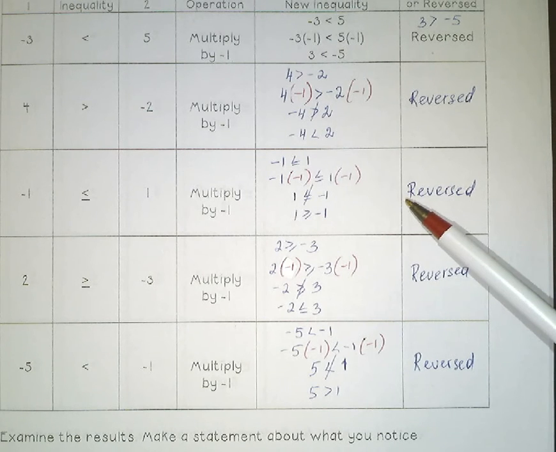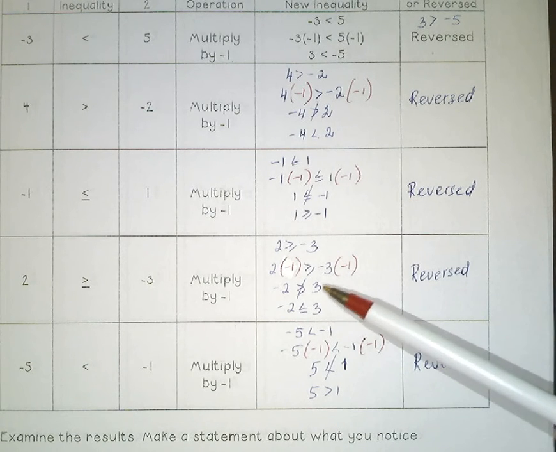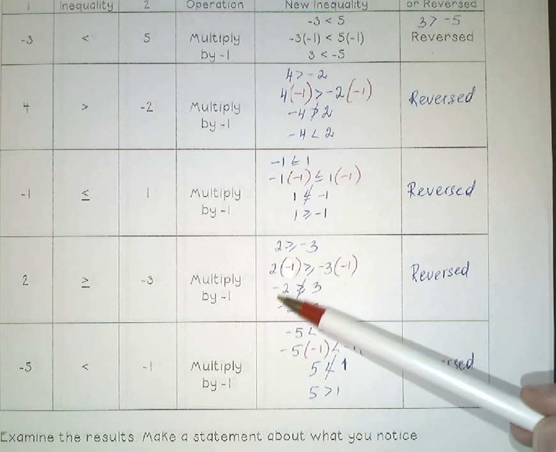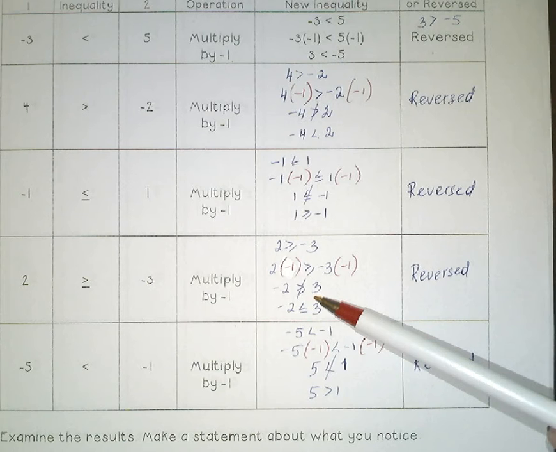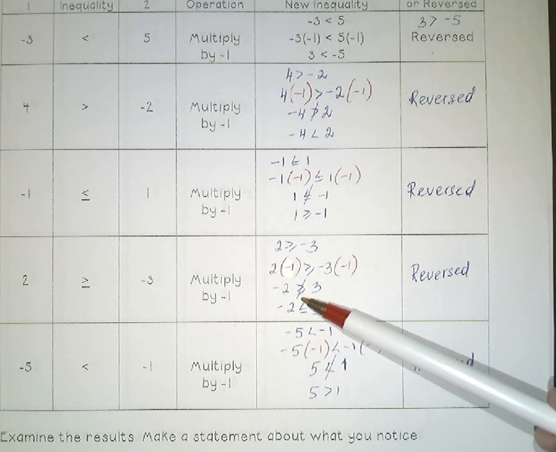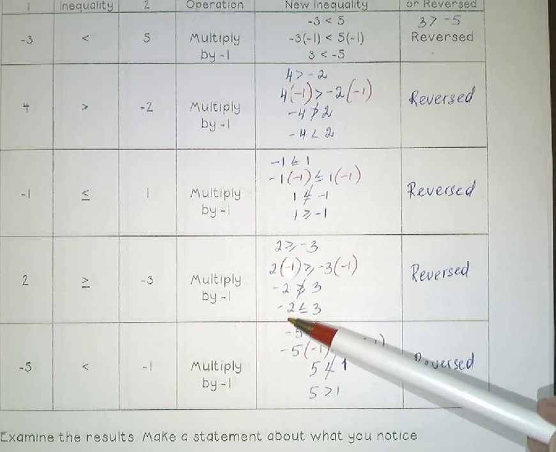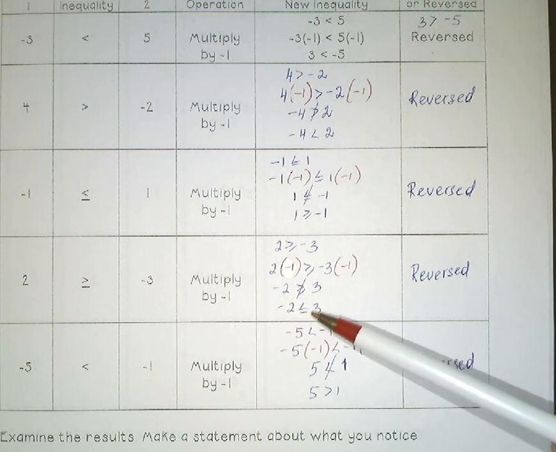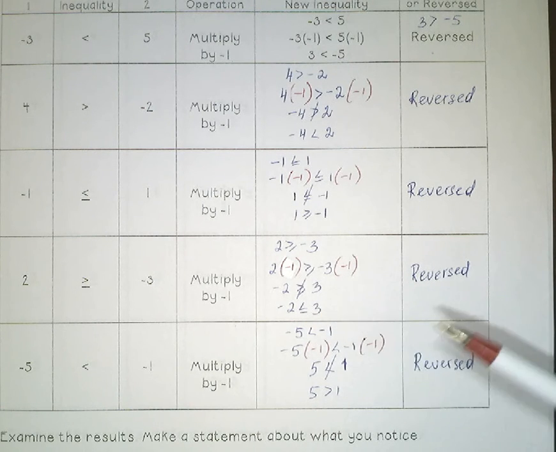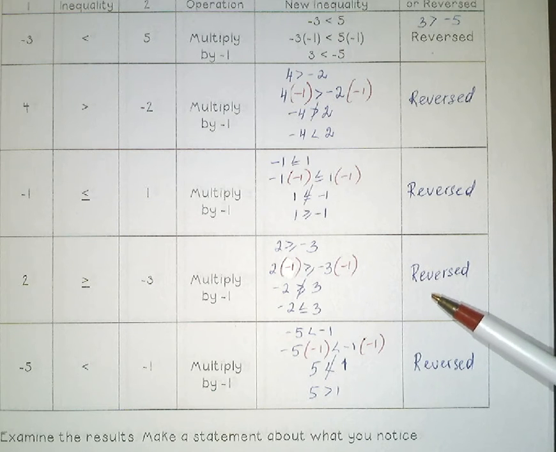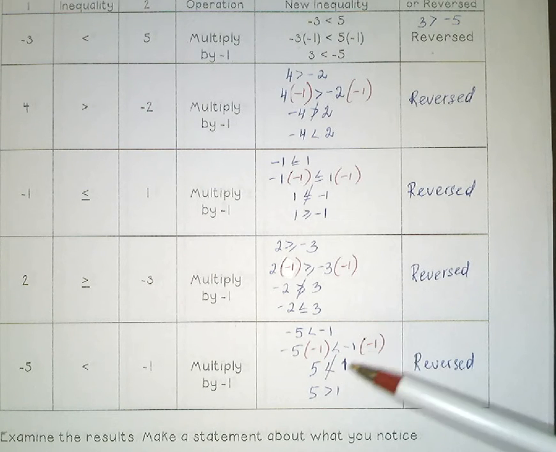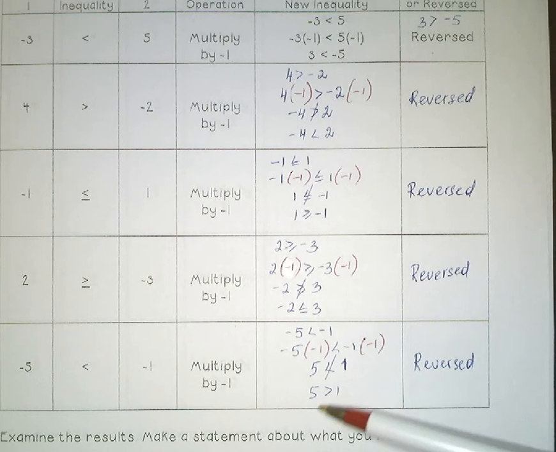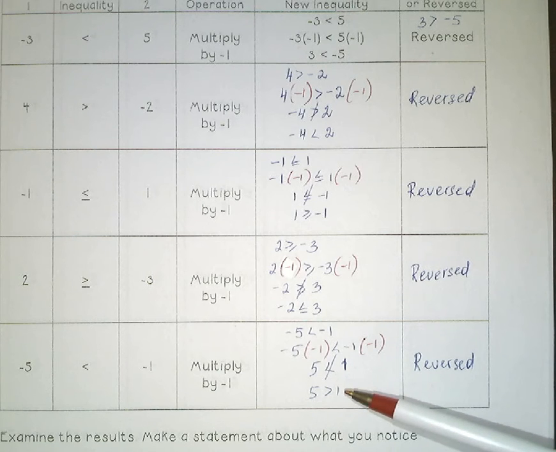The sign gets reversed. For the next one, we got negative 2 is greater than or equal to 3 after the multiplication. That is not a true statement. That's why I crossed it off and I changed it to negative 2 is less than or equal to 3. So the sign has to be reversed to make it true. Negative 5 is less than negative 1. After multiplication by negative 1, the sign has to be reversed again. 5 is greater than 1.